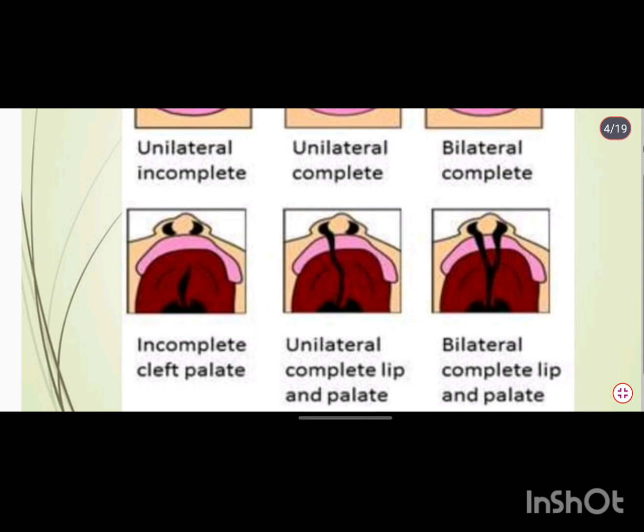Next type is incomplete cleft palate. You can see the palate is also not completely coming till the lips and the nose. It's only a little amount involving the palate, and that is what is called incomplete. And this is unilateral complete lip and palate, involving both the lip and palate. This is bilateral complete lip and palate, where you can see both sides involved, lip and palate together. That is what is called bilateral complete lip and palate.